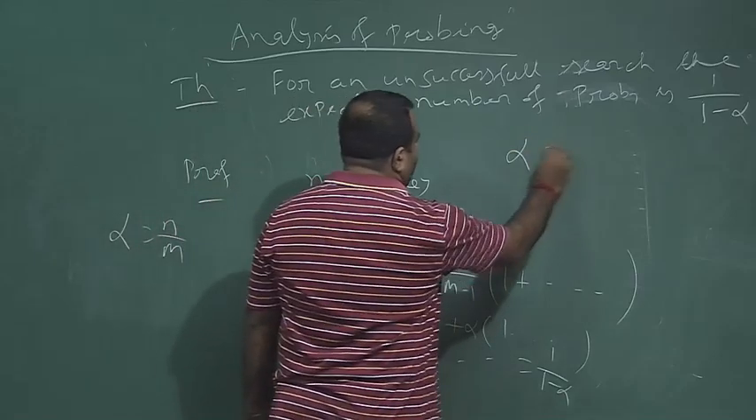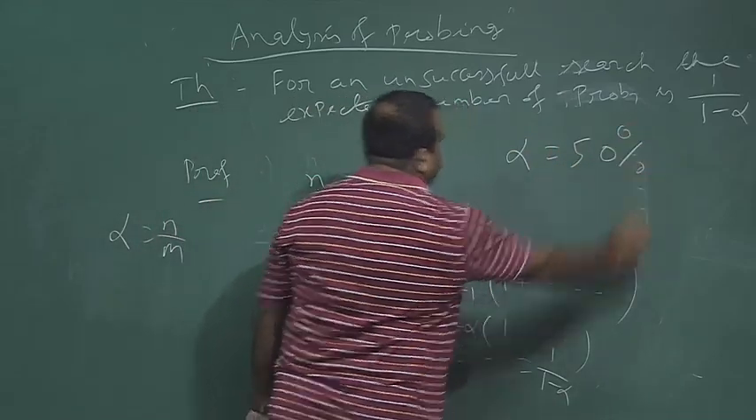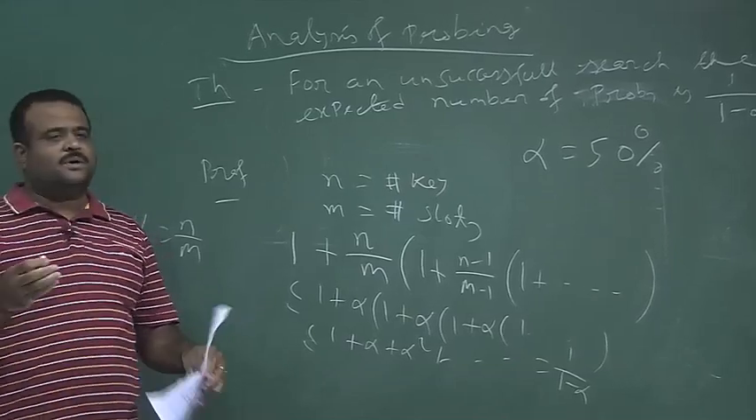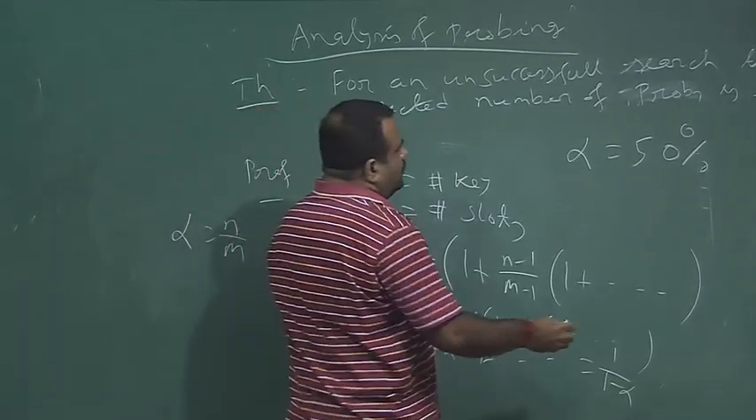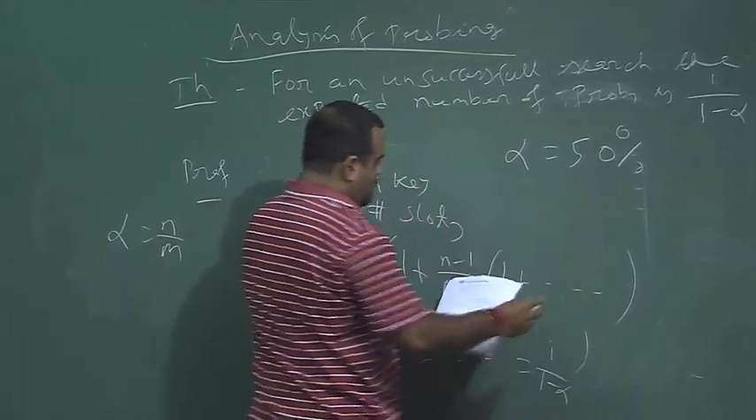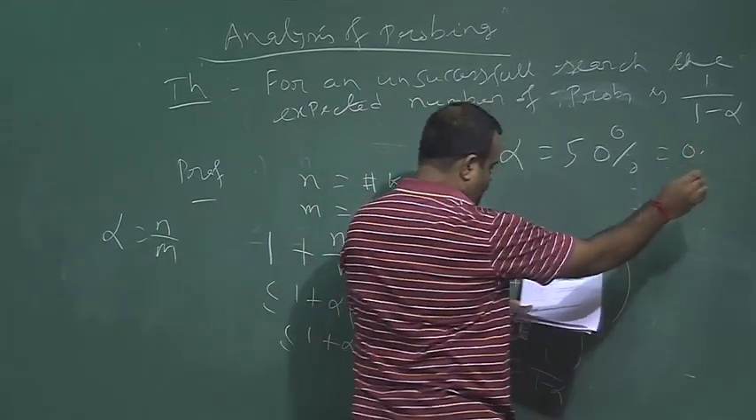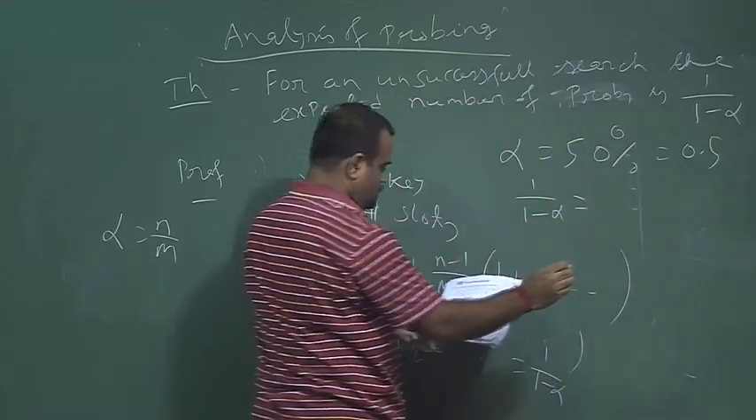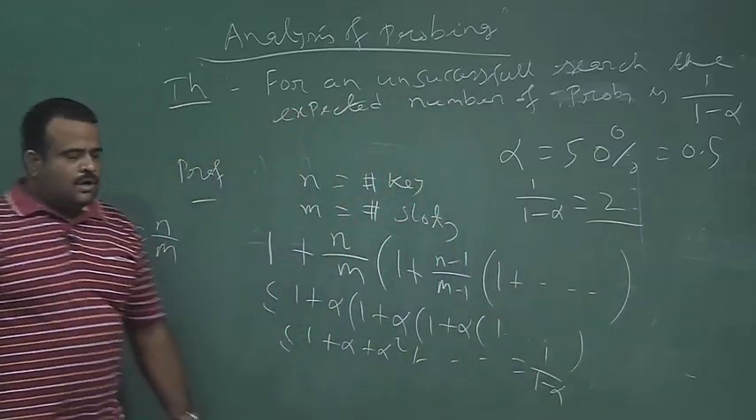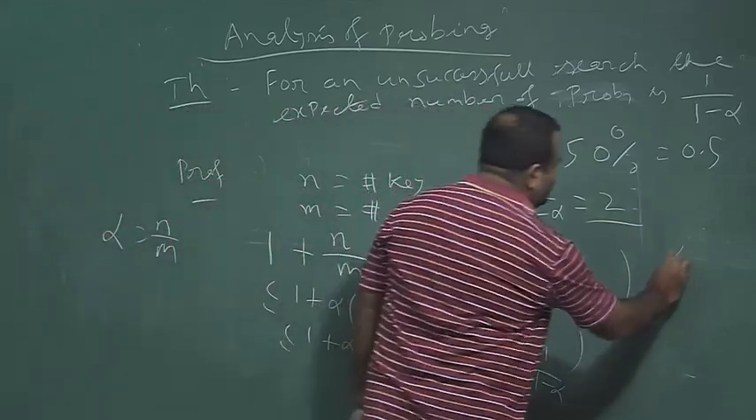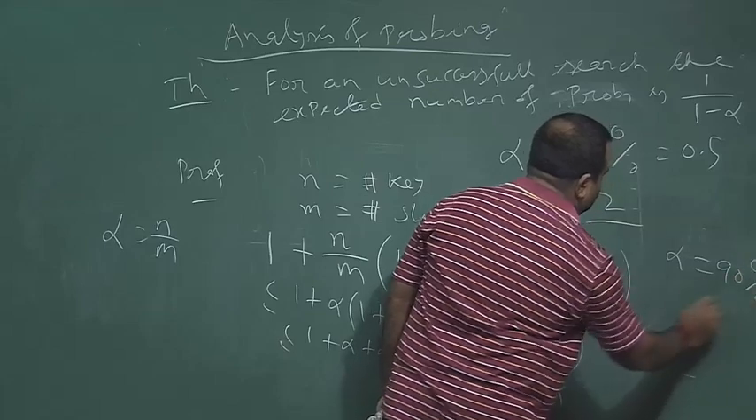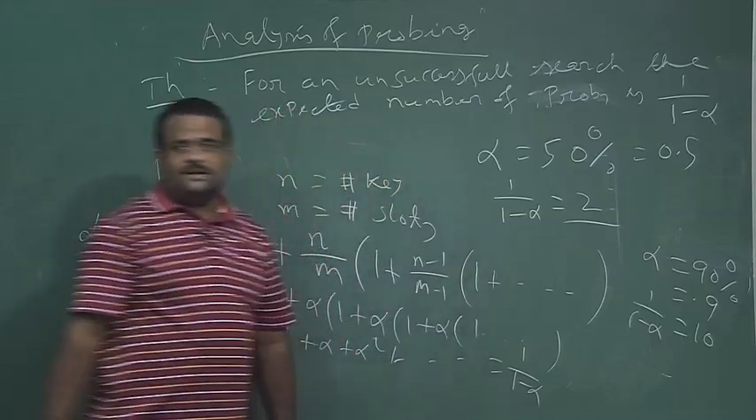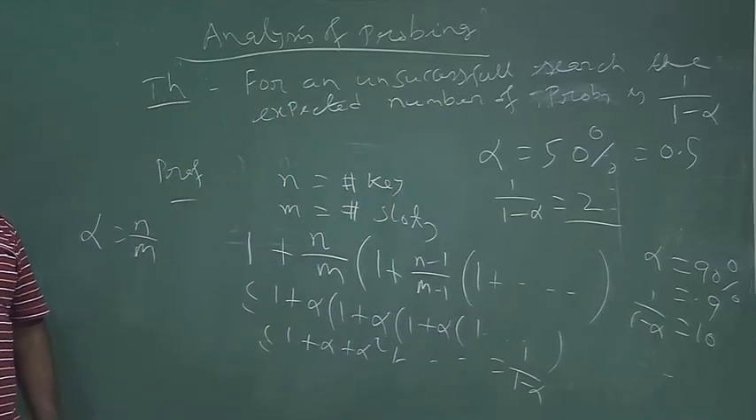So if alpha is, say, 50%, that means our table is half full. Then alpha is 0.5, and the expected number of probes for an unsuccessful search is 2. Now, if alpha is 90%, that means it is 0.9, then 1 by 1 minus alpha is 10. So 10 probes are required for an unsuccessful search.